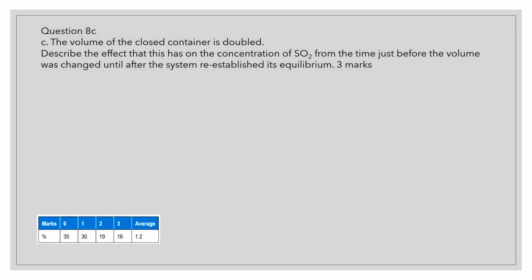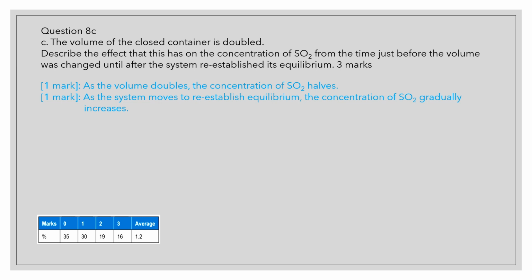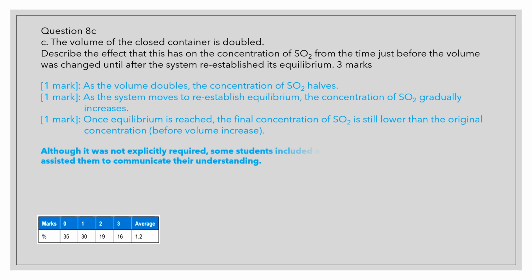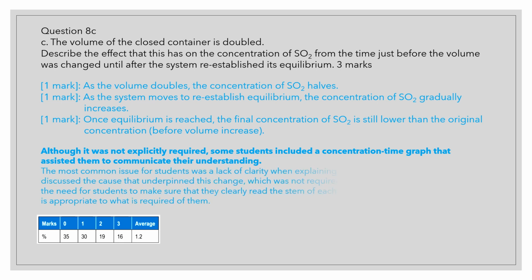Describe the effect of doubling the volume on the concentration of SO2. As the volume doubles, the concentration of SO2 halves. As the system moves to re-establish equilibrium, the concentration of SO2 gradually increases because the greater number of particles is on the SO2 side. Once equilibrium is reached, the final concentration of SO2 is still lower than the original concentration before the volume increase. Although it was not explicitly required, some students included a concentration-time graph that assisted them in communicating their understanding.